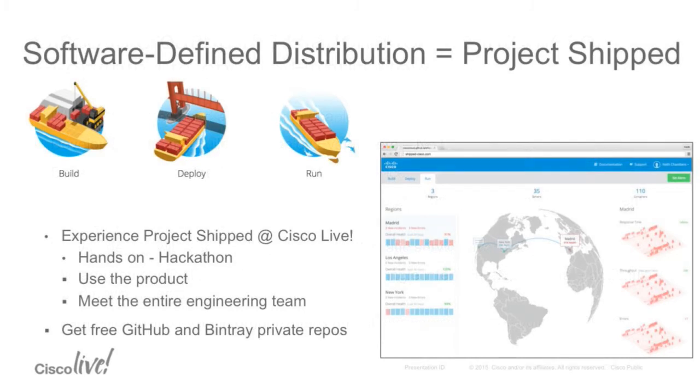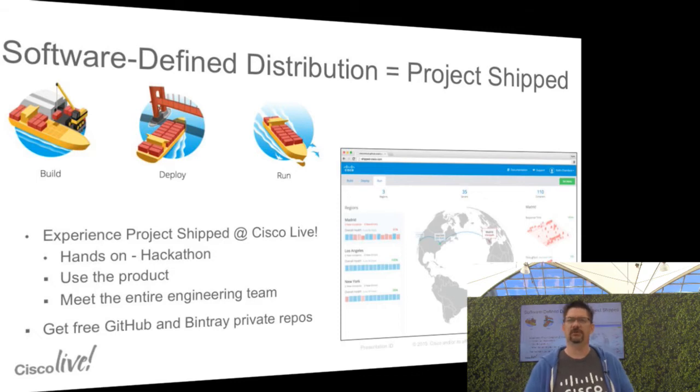And so what we're introducing here at Cisco Live is a project called Project Shipped. Project Shipped is an end-to-end flow experience that we've created for software developers. You can get hands-on here at the Cisco Live DevNet Zone. We have classroom instructions and different product demonstrations going on in the DevNet Zone. Most of my team that develops the microservices infrastructure and the software development experience around Shipped is here also. We're also giving away free GitHub and Bintray private repos at the event.